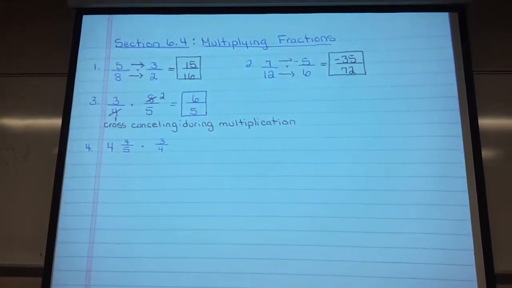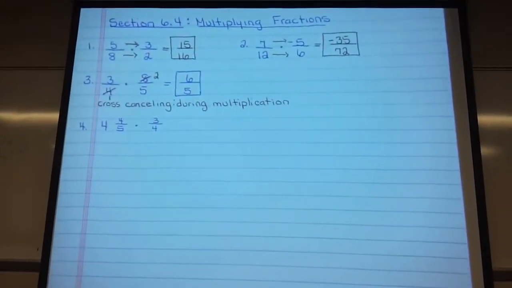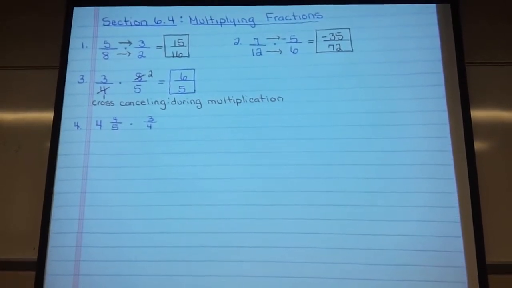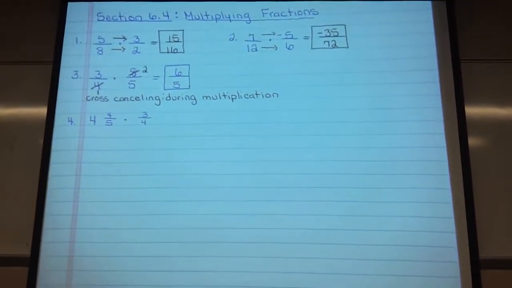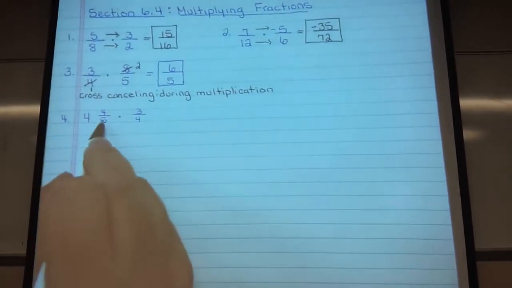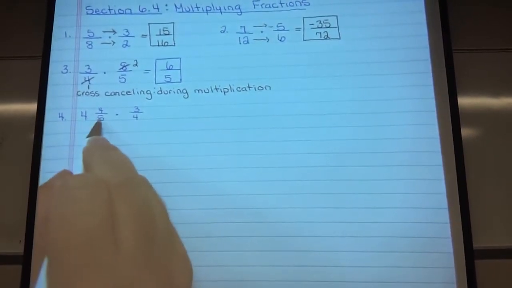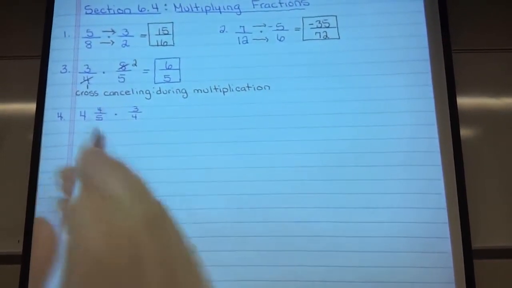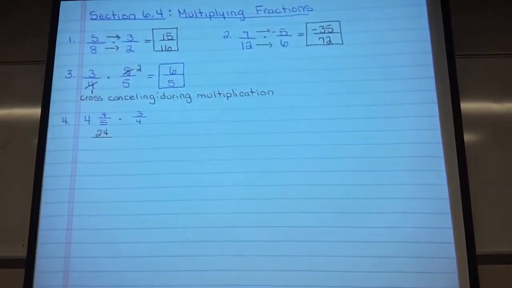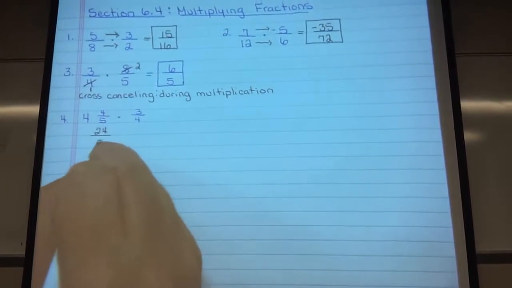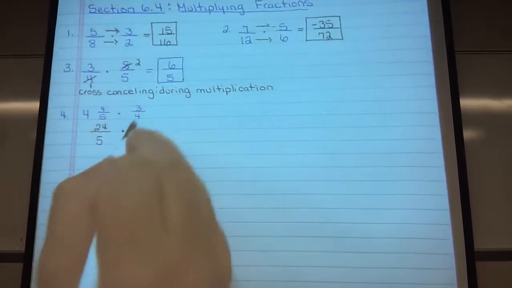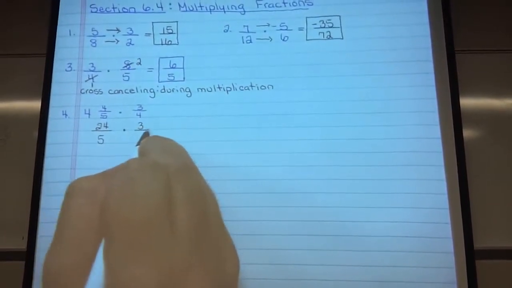4 4/5 times 3/4. You have to make everything either an improper or proper fraction. You can't have a mixed number there. So with that first one, do you remember how you have to make it improper? 5 times 4, which is 20, and then plus this 4 gives you 24, and what do you keep it over? 5. So you have to change your mixed number to an improper fraction. This one's already done. It's just a regular proper fraction, so just bring it down.